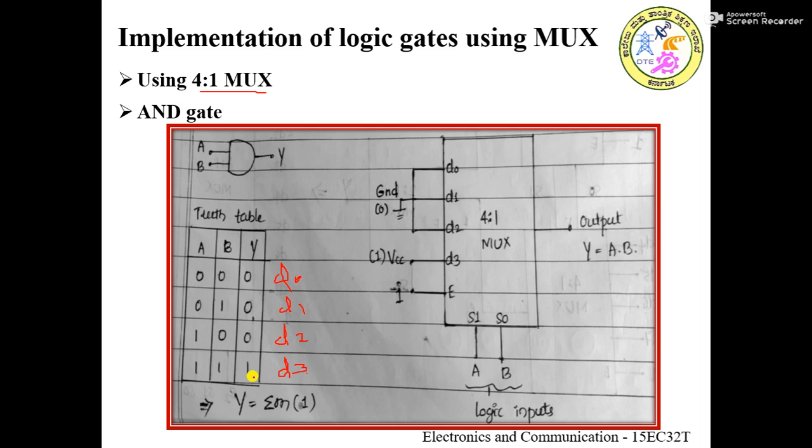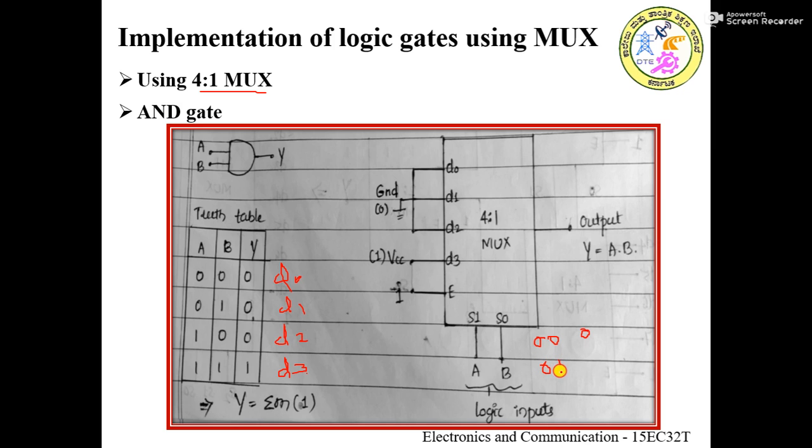Whereas D3, its content is 1, so that's why it is connected to VCC. Let's see whether this 4:1 mux works as an AND gate or not. In the first case, as S1 and S0 are both 0 0, with 0 0 it will select the first input line, that is D0, which is connected to ground, and its information is routed to the output Y, meaning with 0 0 I am getting a value 0.